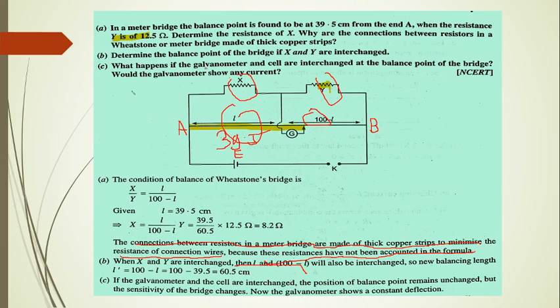Then the third question: what happens if the galvanometer and cell are interchanged? The galvanometer is put in place of the cell and the cell in place of the galvanometer. At the balance point of the bridge, would the galvanometer show any current? If the galvanometer and cell are interchanged, the position of the balance point remains unchanged, but the sensitivity of the bridge changes. Now the galvanometer shows a constant deflection.